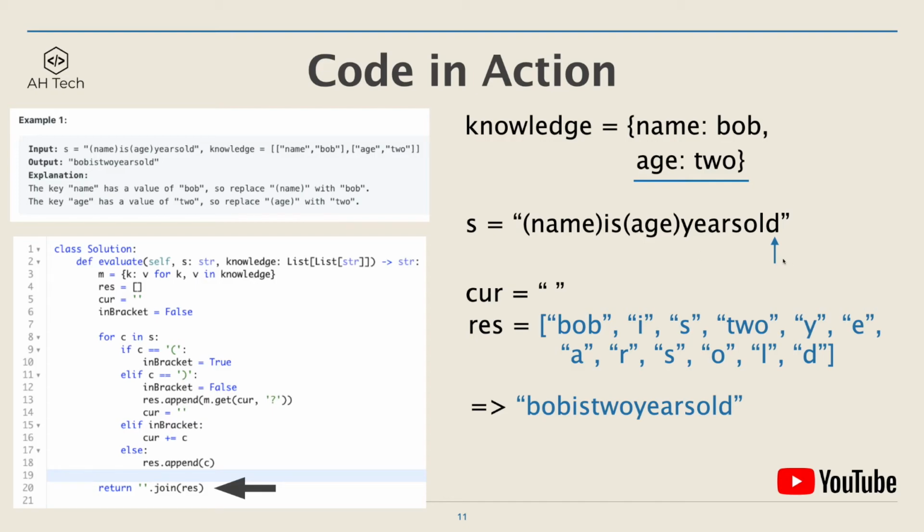And all the way to the end, there are no other bracket pairs, so the letters will just be appended to the res array directly. And we will concatenate the letters and strings in the res array, so the final output string is "Bob is 2 years old". And this will conclude the algorithm.